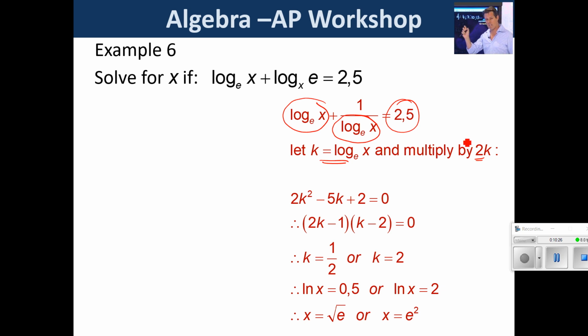And in the process here, I'm going to get 2k squared times that. I'm going to get 5k, bring it over, minus 5k, times this by 2k. The k at the bottom cancels. I get my quadratic. K is equal to half, k is 2. Remembering that k was the ln of x. And so if it's the ln of x, x is equal to e to the power of 0,5, and anything to the power of 0,5 or half is a root, or x is equal to e to the power of 2.